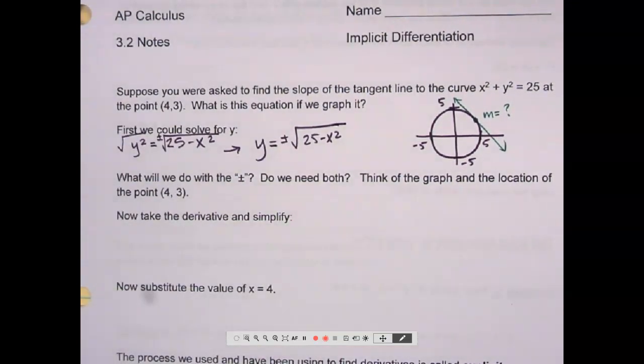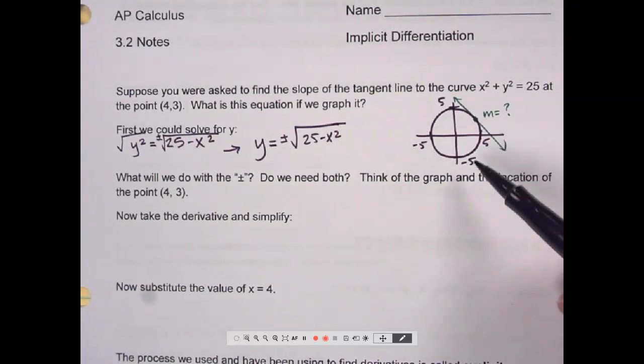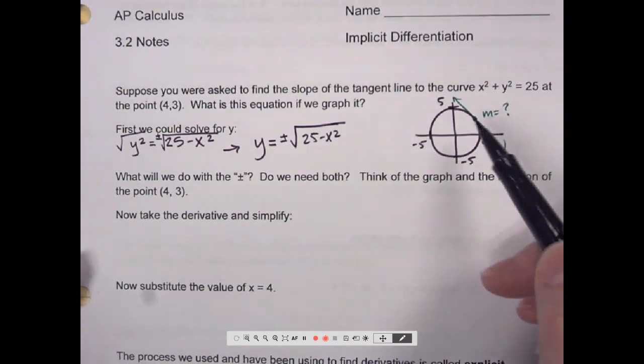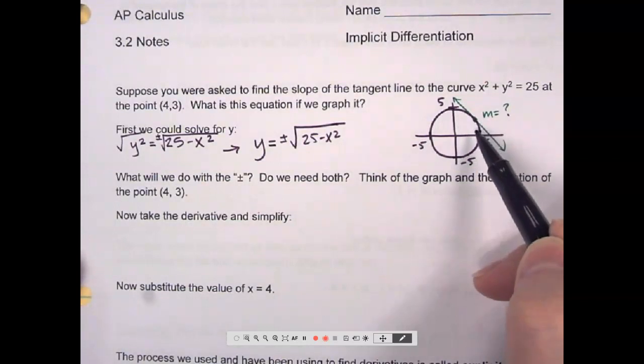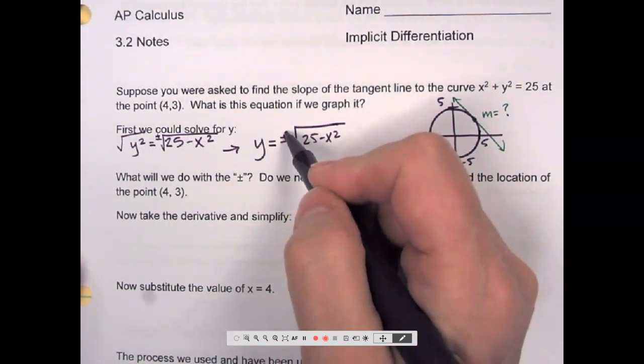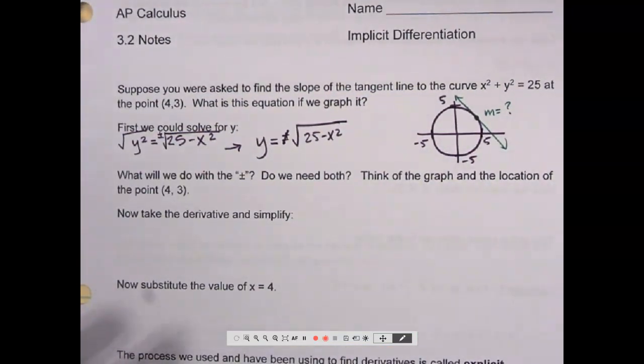Do we need the plus or minus? Yes, if I'm just straight up solving it, yes. But think about where the point is that we're interested in. It's on the top half, so really I'm just dealing with the positive portion. Just straight up solving the equation, you take the square root, always do the plus or minus. But in this situation, I'm really just dealing with the top semicircle. So I'm going to drop the negative and just use the positive.